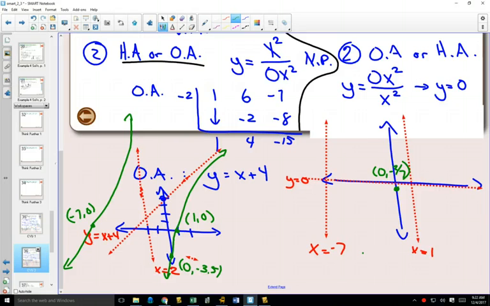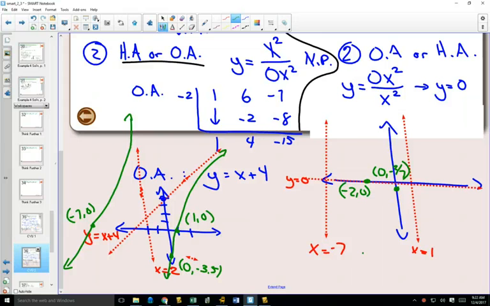If I want to find my x-intercepts, if there are any, you're only going to have an x-intercept when your numerator is equal to 0. Can you see that your numerator could be 0 at -2? And for some of you, this is going to hurt. There's a point on an asymptote.